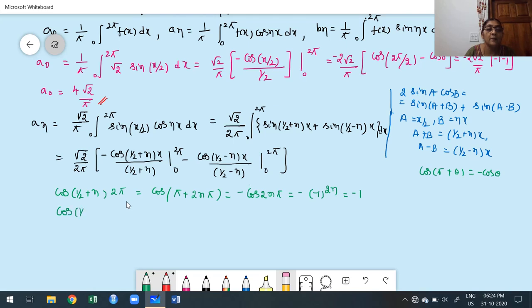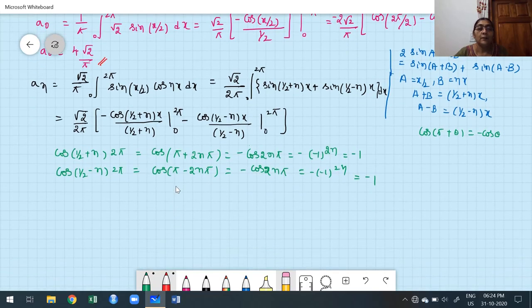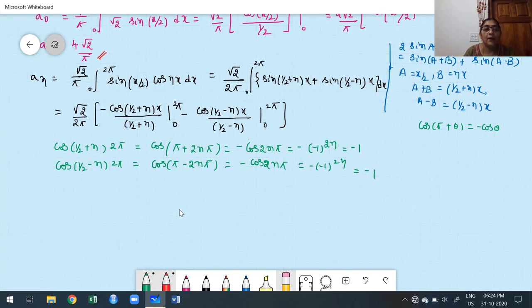Similarly, cos of half minus n into 2 pi. Once you take 2 pi inside the bracket, we get pi minus 2n pi. What is cos of pi minus theta? Cos of pi minus theta is minus cos theta, cos of 2n pi. We get this also equal to the same, minus 1. Okay, fine. In the next step, I have to substitute the upper and lower limit, because in both terms the value is not equal to 0 for the upper and lower limit.